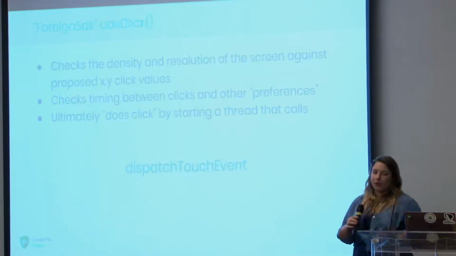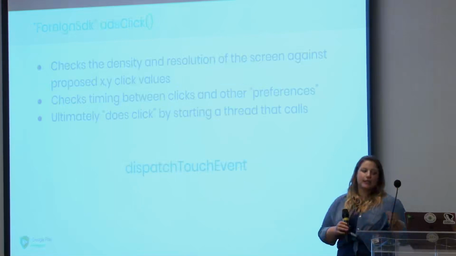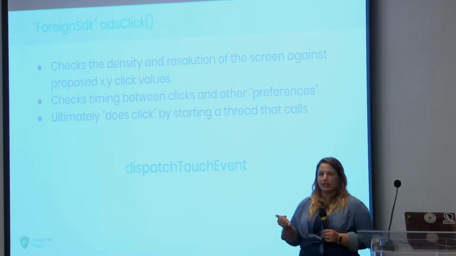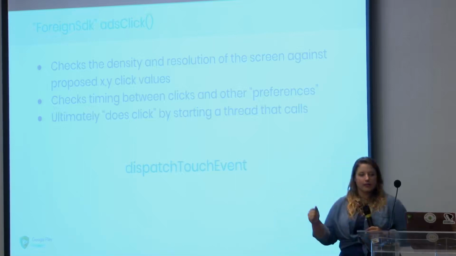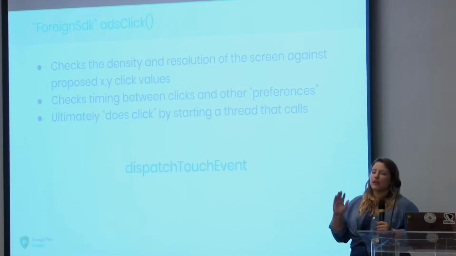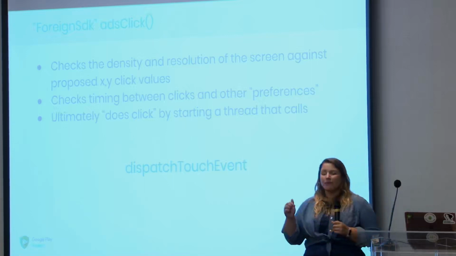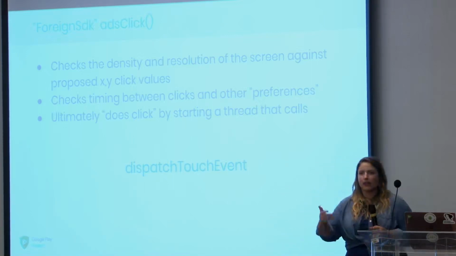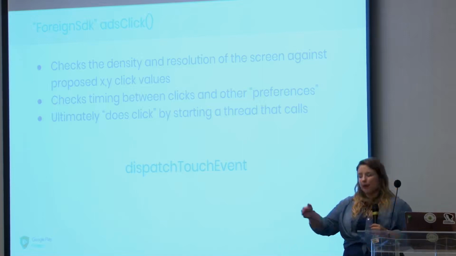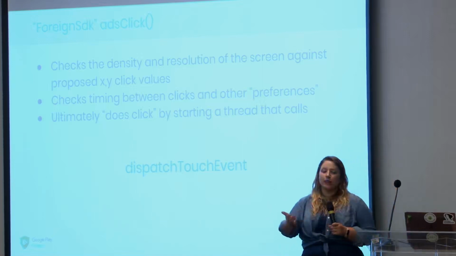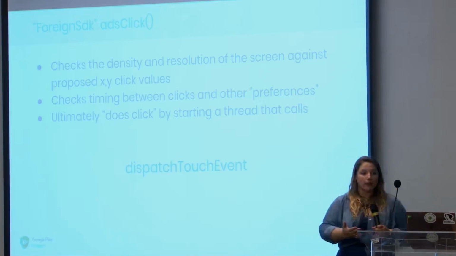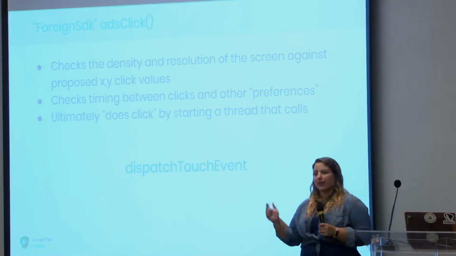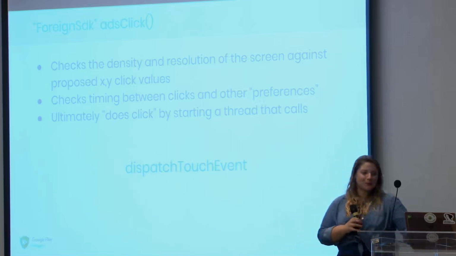And ultimately what that function does is it checks the proposed XY click values that function sent in against the screen size and the density. It then checks the other configuration settings, such as how quickly am I clicking? How many times have I clicked? And that's a way that they try to hide themselves from advertising networks that are trying to detect fraud as well. And ultimately, it uses the API call dispatch touch event to do the click.